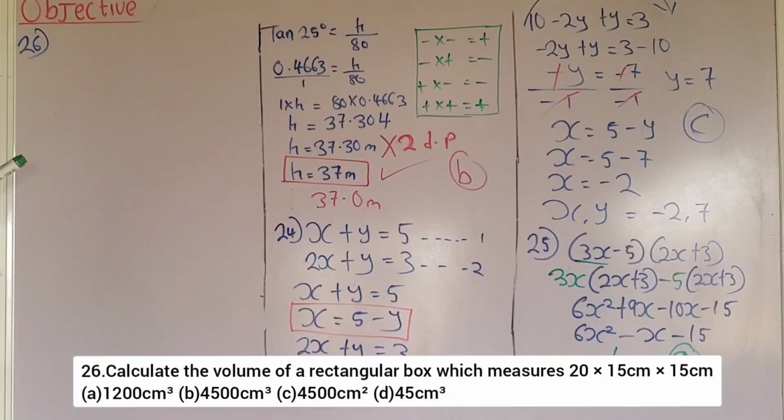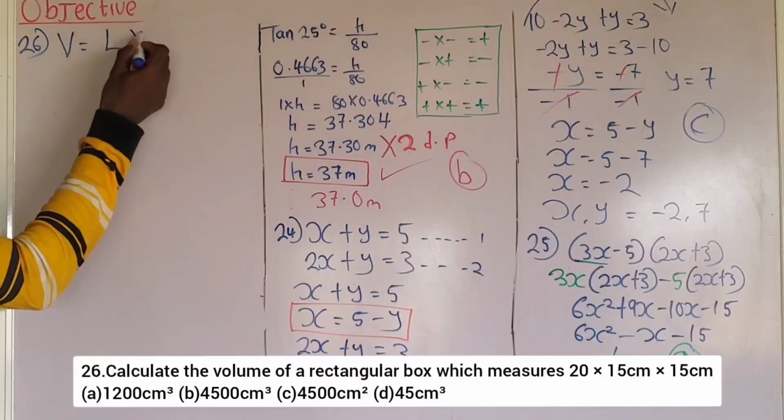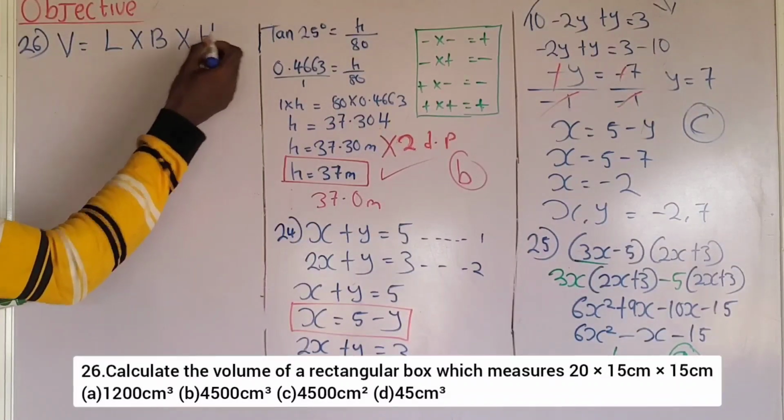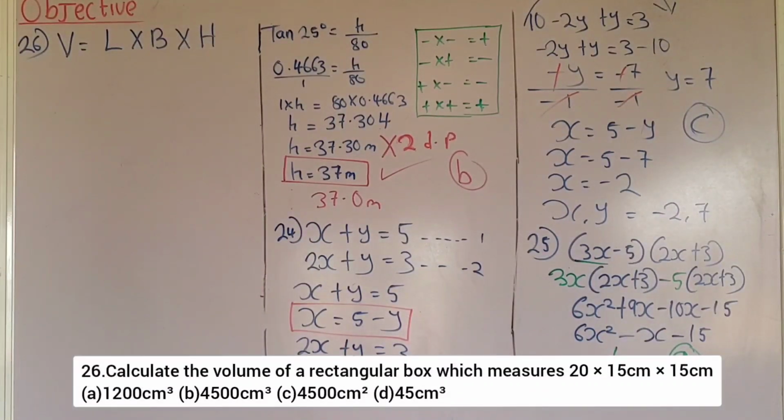Okay? For question 26, we have: calculate the volume of a rectangular box which measures 20 centimeter, 15 centimeter, and 15 centimeter. Now, the volume of a rectangular box is length times breadth times height. Okay? Do you understand? Please master that formula, okay? Length times breadth times height.